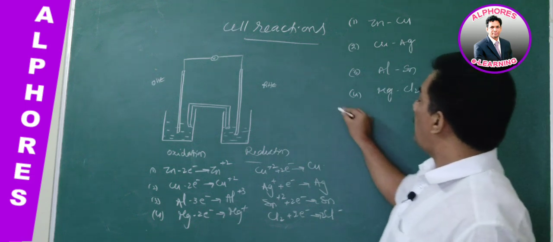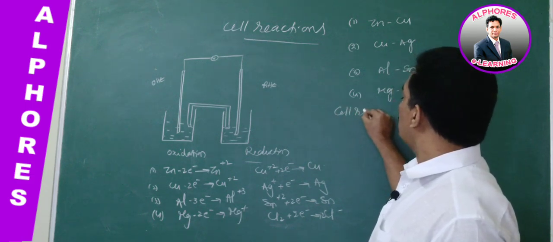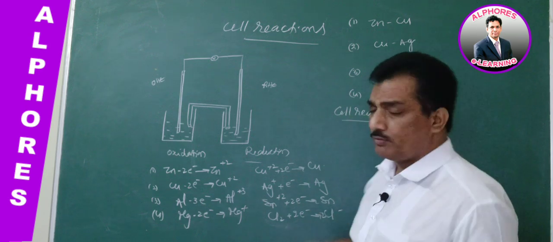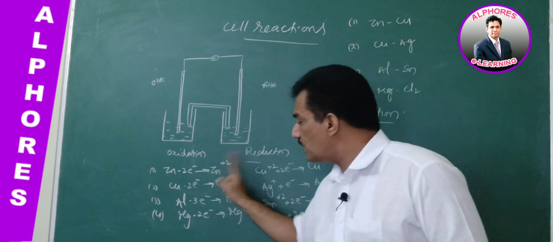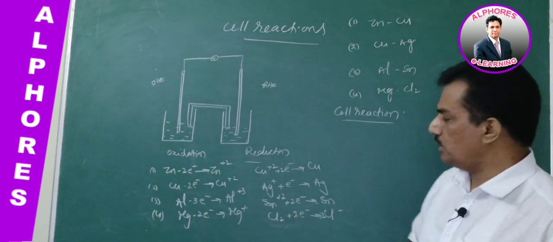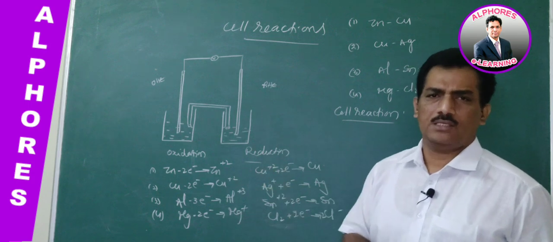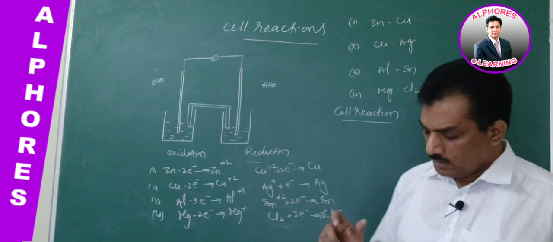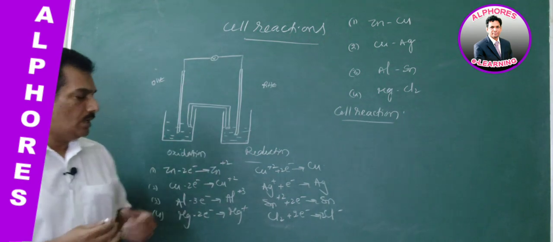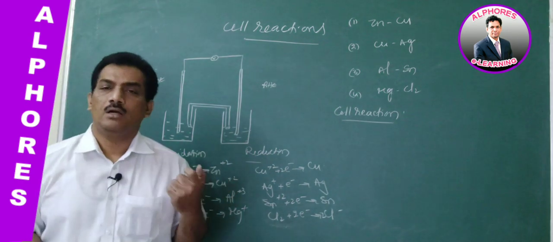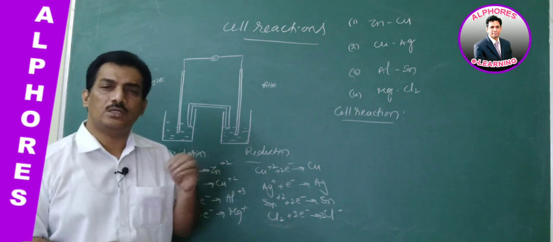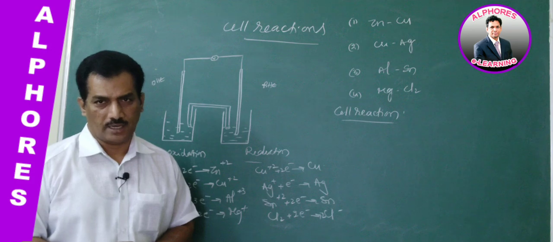Now, cell reaction. Cell reaction is nothing but an algebraic sum of the two half cell reactions after cancelling the net electrons. That means it is similar to balancing the redox reaction. When we are balancing the redox reaction, ultimately the number of electrons released in oxidation should be equal to the number of electrons obtained in the reduction reaction.